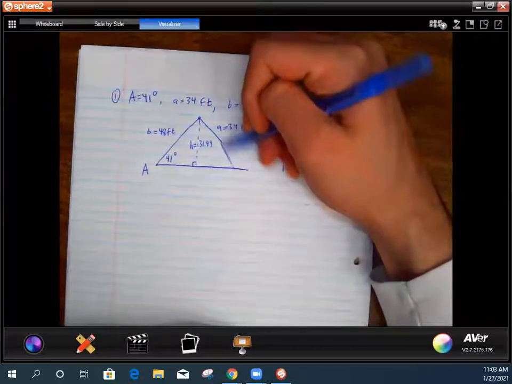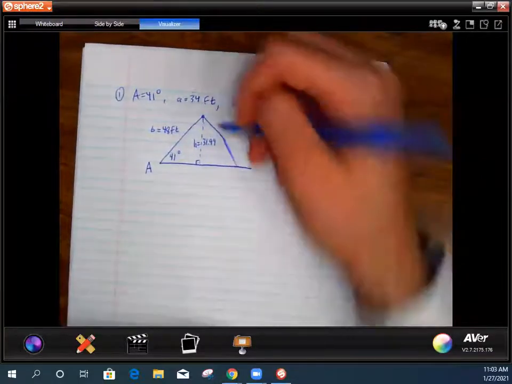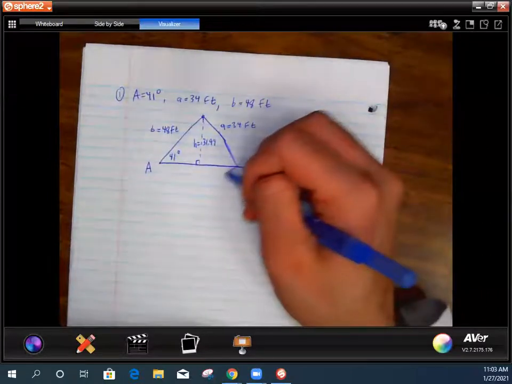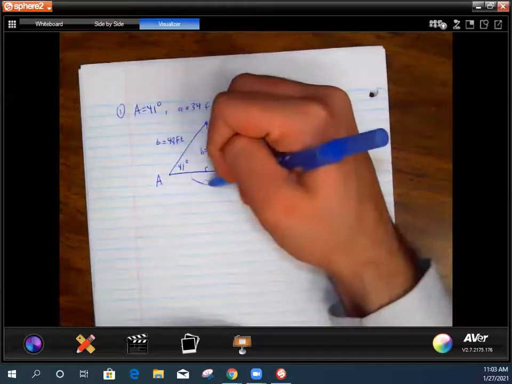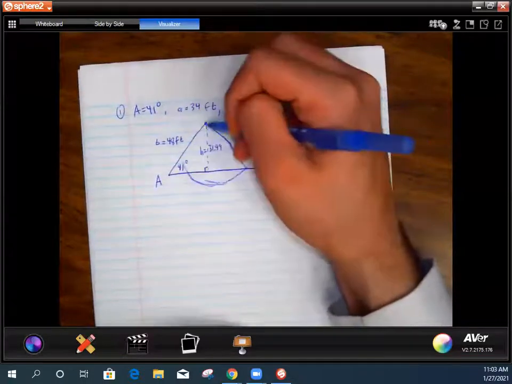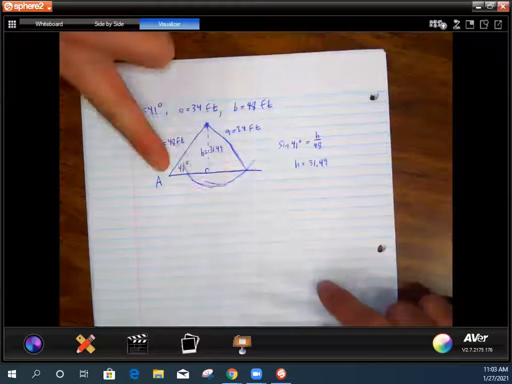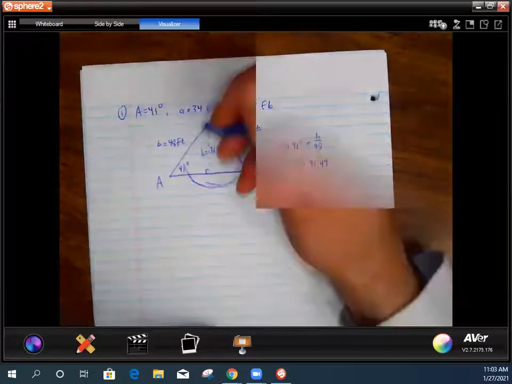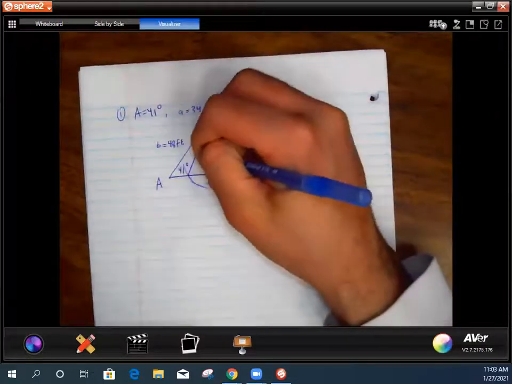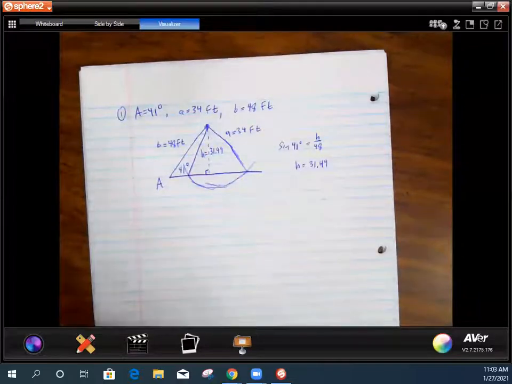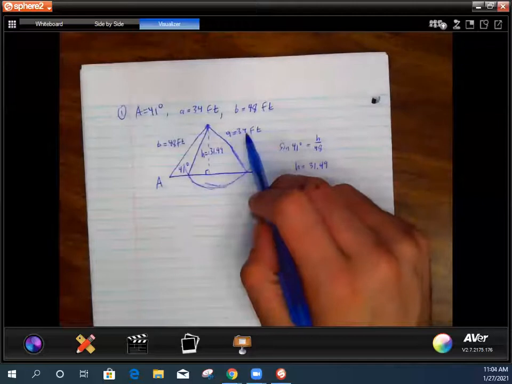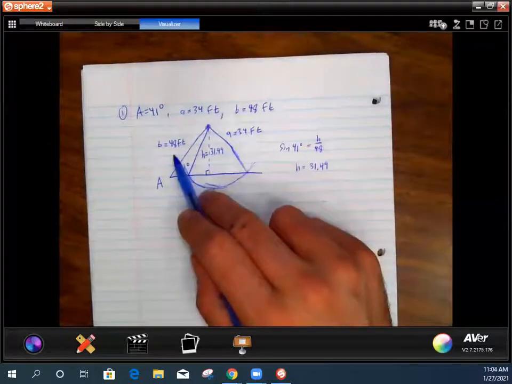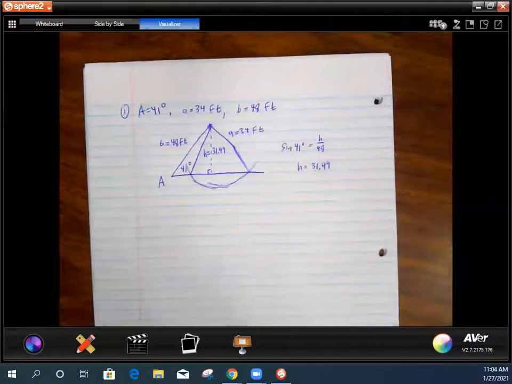Okay, so you can make one triangle, and if you were to rotate this side around this angle here, like swing this side around, you could actually make another triangle too. So when the height is less than the opposite side, but the opposite side is more than the adjacent side, that's when you can make two triangles.